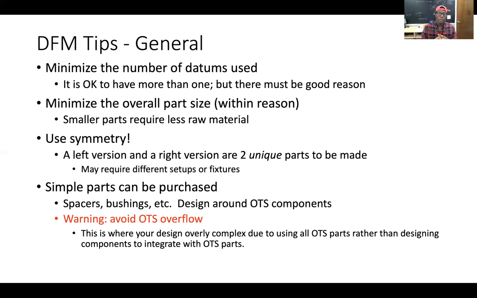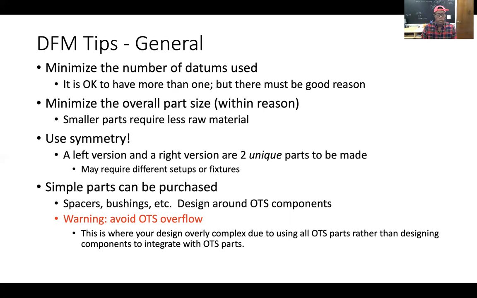We also want to try to use symmetry whenever we can. So you can see we want to make sure that instead of using a left and a right version as two unique parts, we want to try and make one part that can be used for the left and the right. Because if we have one part instead of two, then of course that saves us money as well. A left and a right require different setups, different fixtures, and the manufacturer is going to have to make one part and then a part that looks just like it, but it's different. And that could cause problems.